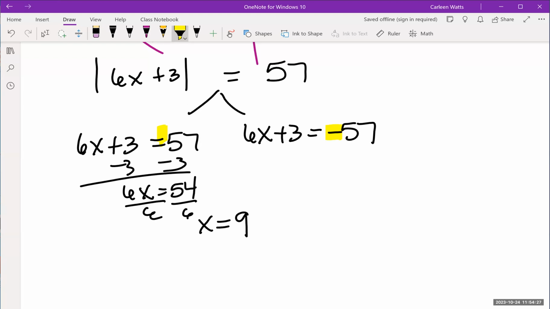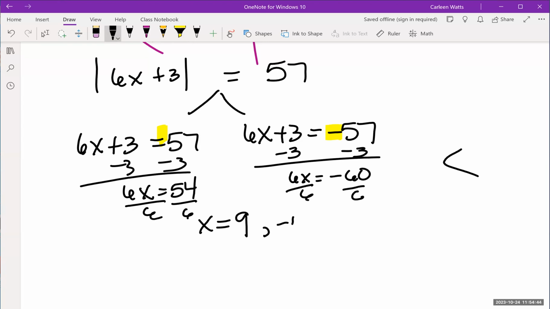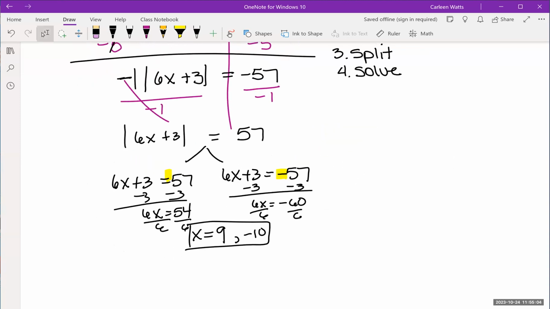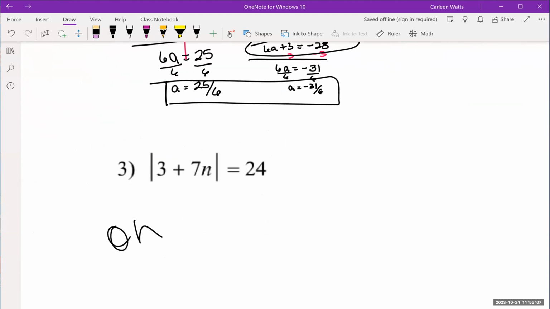Okay. So now I'm going to subtract 3. 6x is equal to negative 60. Divide by 6. X equals negative 10. Now, it takes some careful work to get an absolute value where they are both integers and there's no fractions. So, okay, we good on that one? One more.